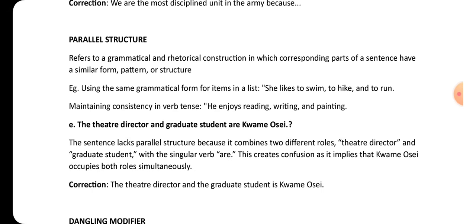So if you use what? The same grammatical form for items in a list, such as something like she likes to swim, to hike, and run, it is redundant. It is what we call parallel structure, because it actually corresponds to parts of a sentence that have a similar form, pattern, or structure. Because if you say she likes to swim, to hike, and run, there could be a way that you will form it to make meaning. Okay, so here we can maintain consistency in the tense by saying he enjoys reading, writing, and painting, right? So this one is it.